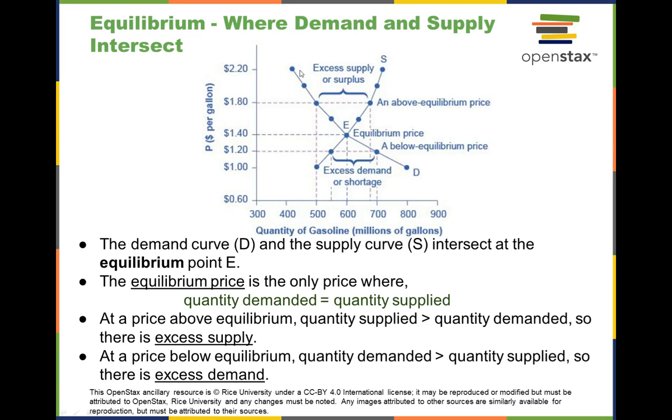More is being supplied than what is demanded. So every point up here where supply is greater is called the surplus. And the opposite is true.